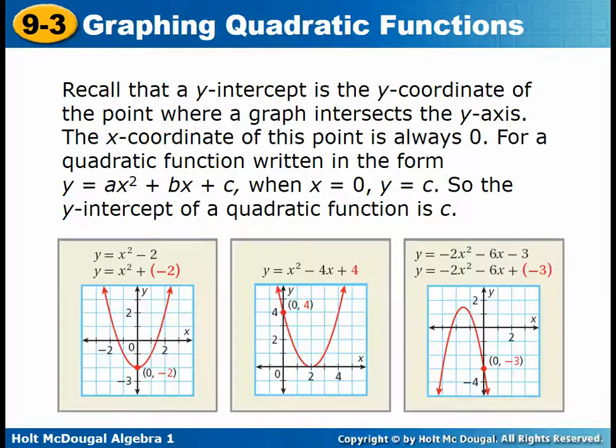Here you can see that in the first example, the y-intercept is -2. In the second example, the y-intercept is 4. And in this last example, the y-intercept is -3. So that's a really easy point to find on your graph right away.